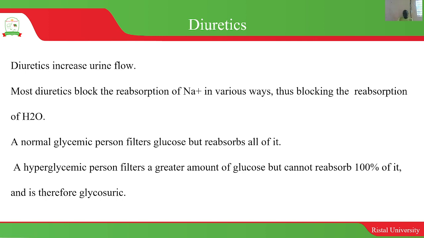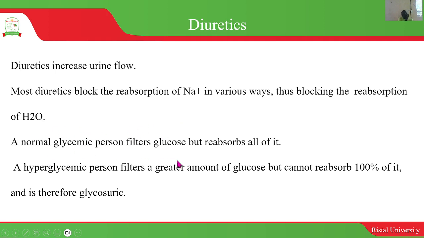Now, let's look at diuretics. This is already an aspect of pharmacology within physiology or anatomy. So we are looking at the role of the diuretics in the balance of these processes in the kidney. So we said diuretics, these are drugs, they are used to increase the urine flow. Most diuretics block the reabsorption of sodium in various ways. That's blocking the reabsorption of water as well, because water follows sodium because of the osmotic gradient.